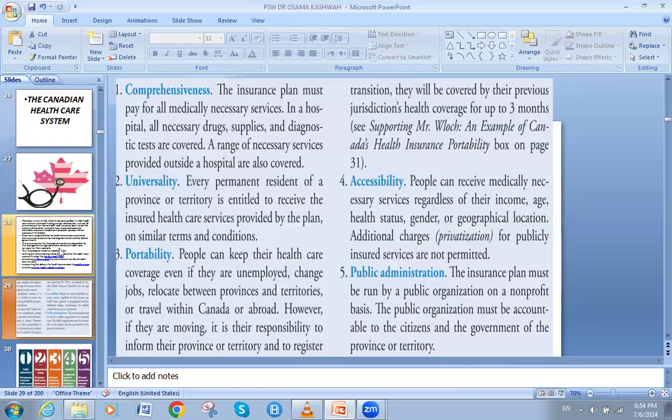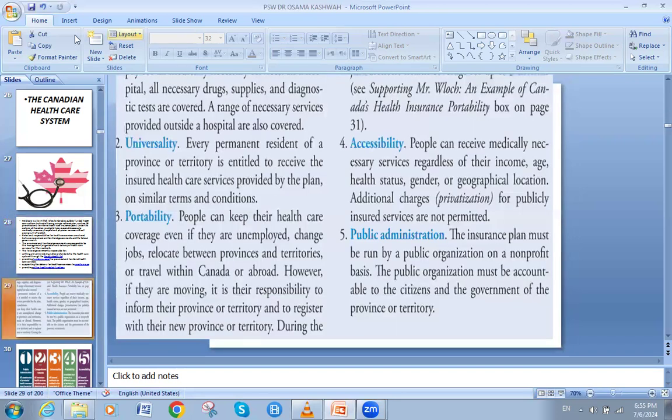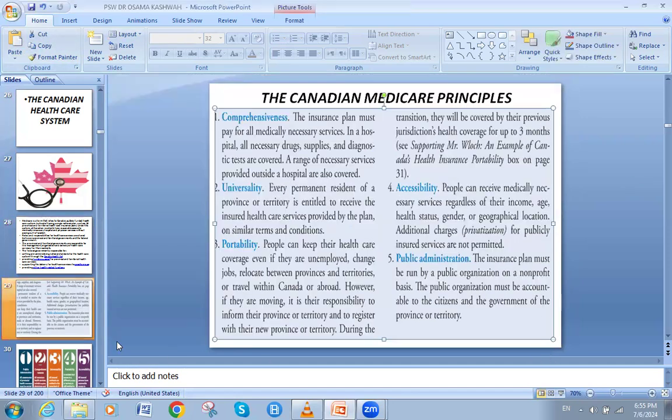So these are the core or the basics of the Canadian healthcare system. These are the basis of it.